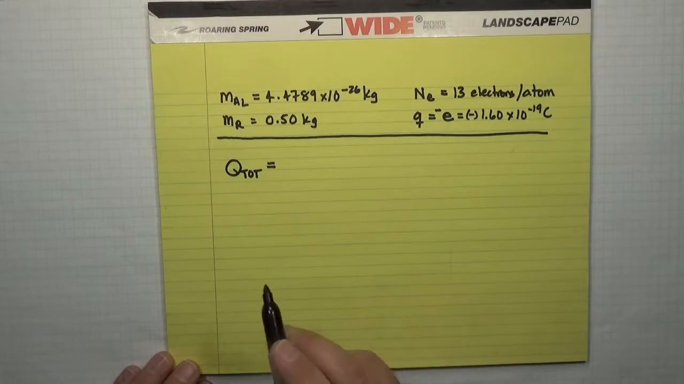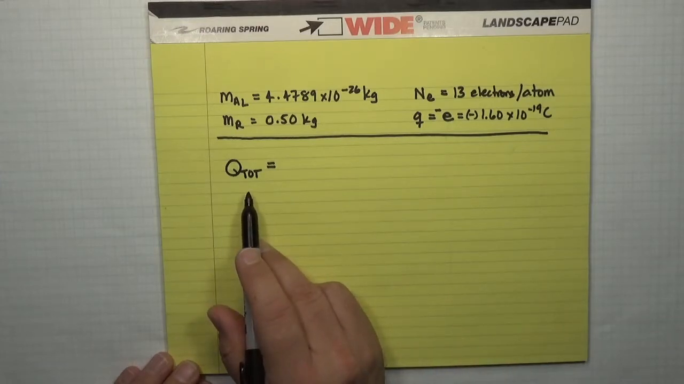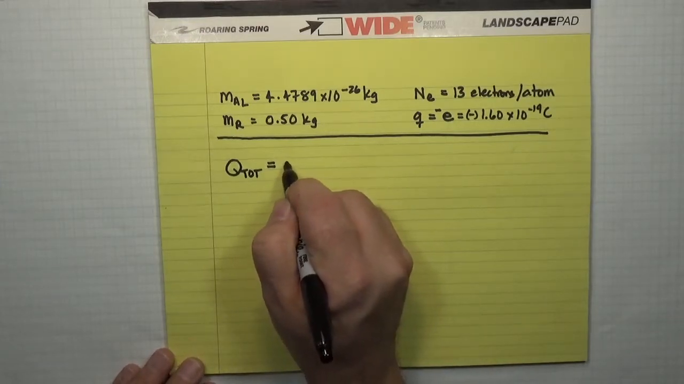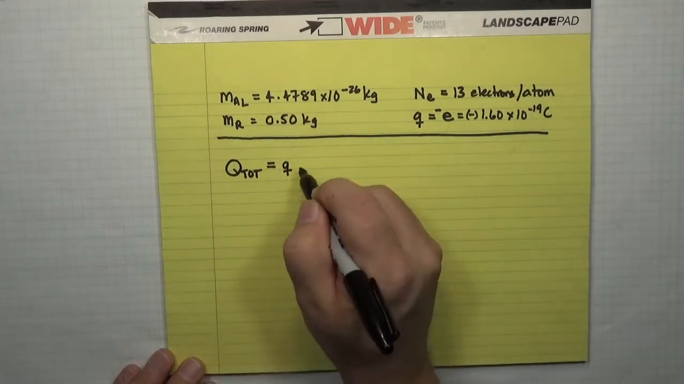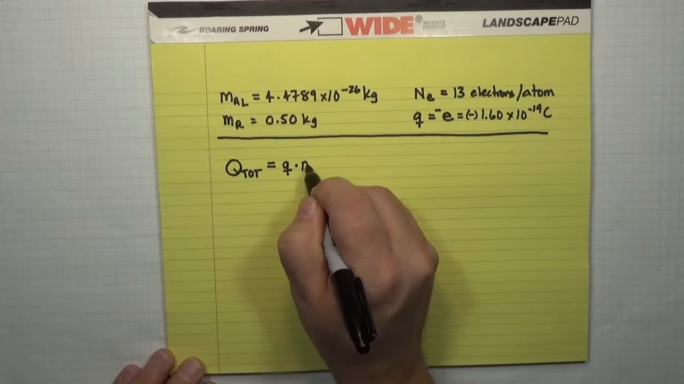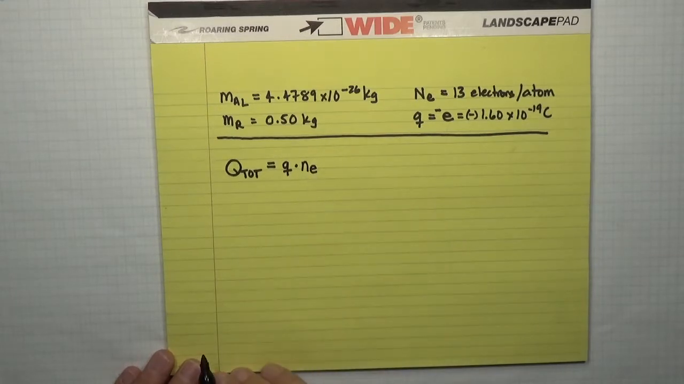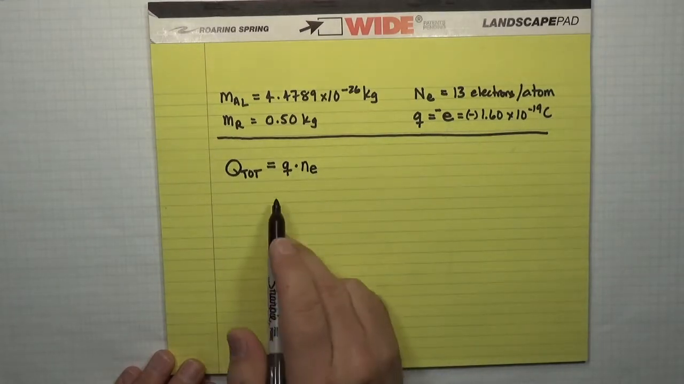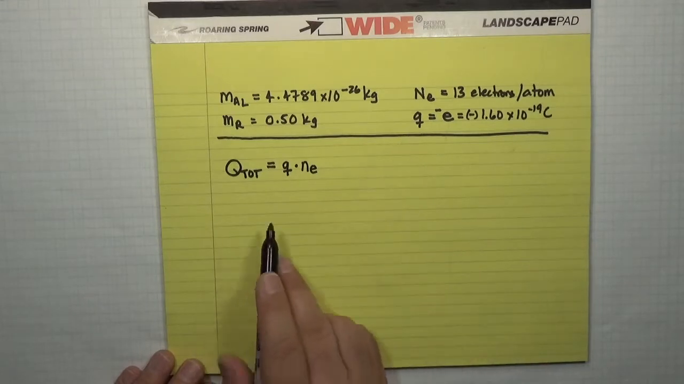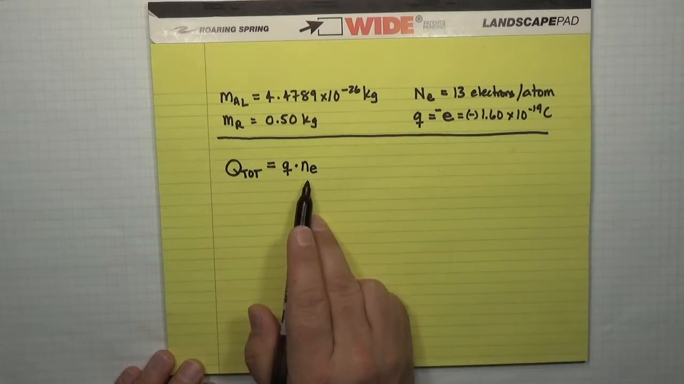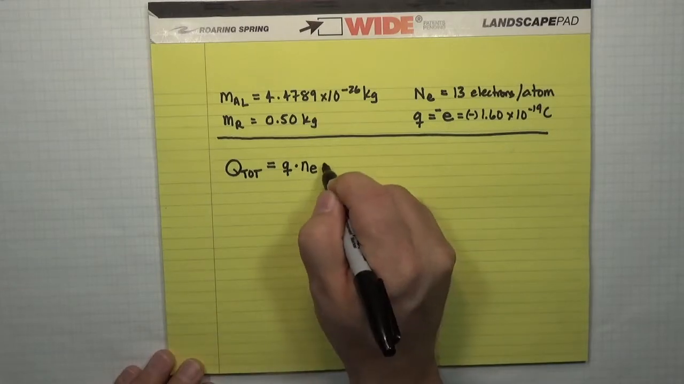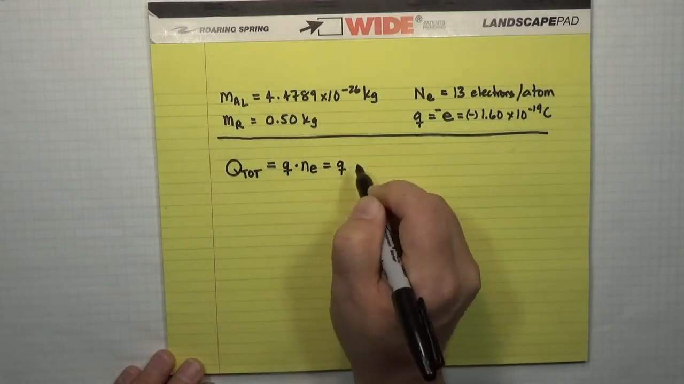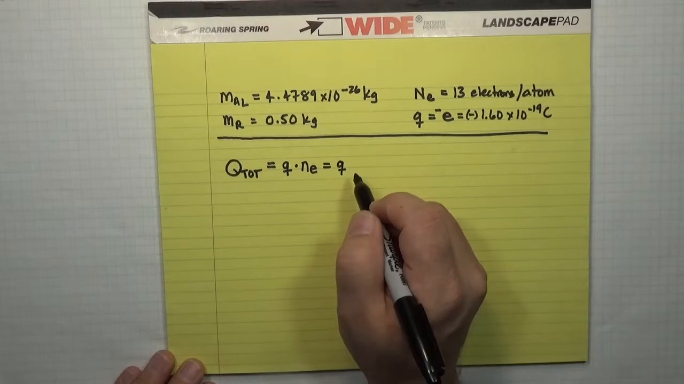What I know is that the total charge is going to be something like the charge carried by a single electron, which we wrote as little q up there, times the total number of electrons in the problem. I know little q, that's written up there, so now I just need to expand what the total number of electrons in the problem is. So I have q, and now I'm going to expand the total number of electrons.